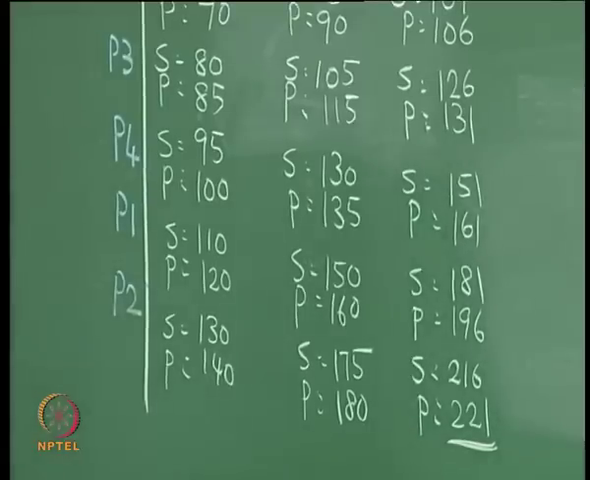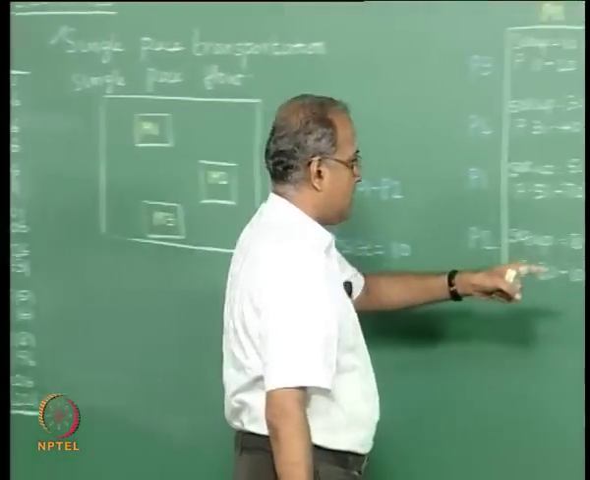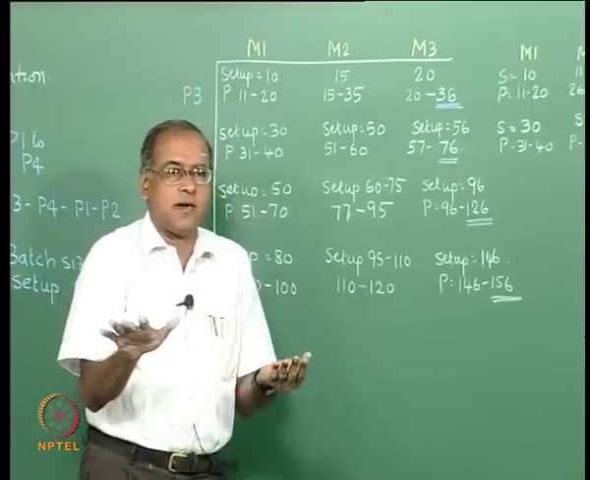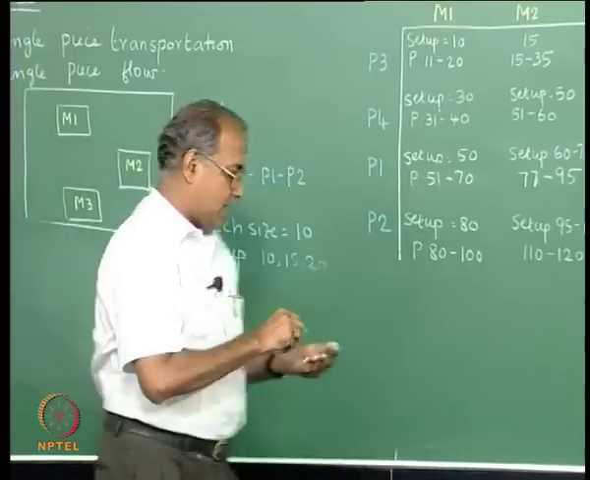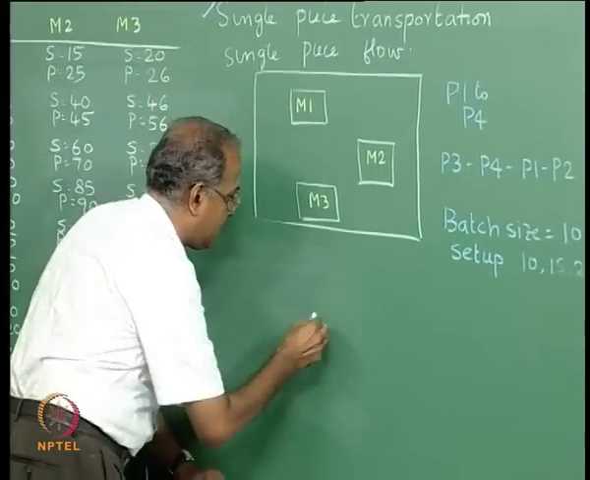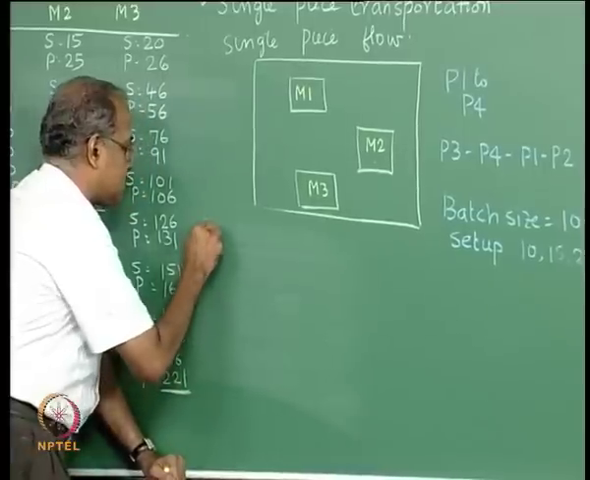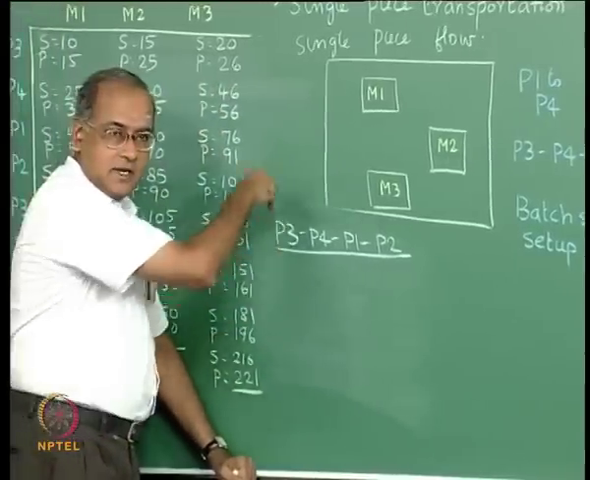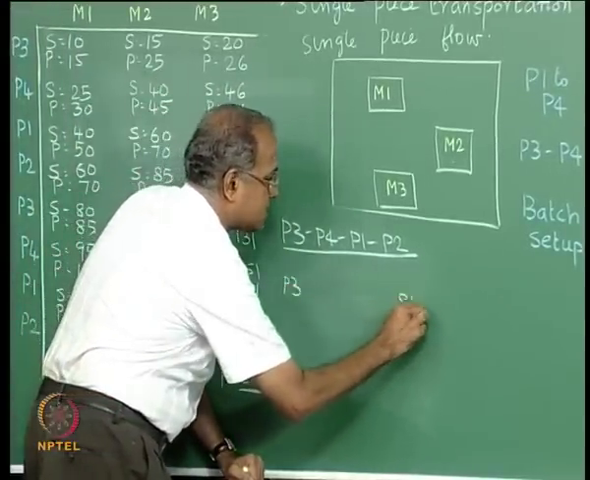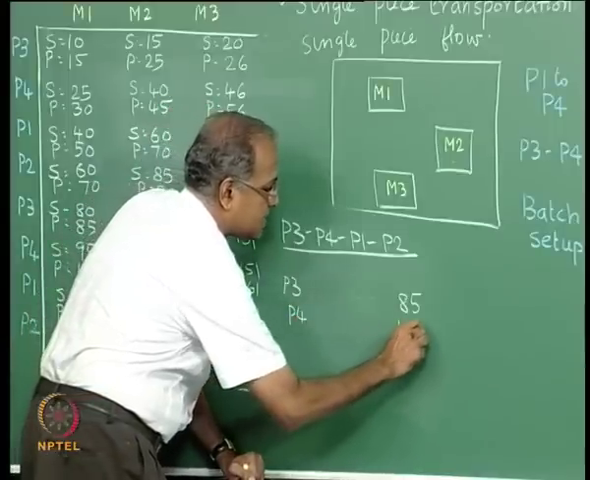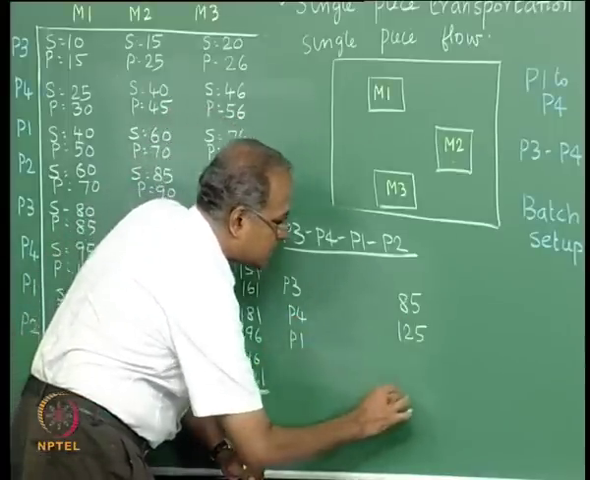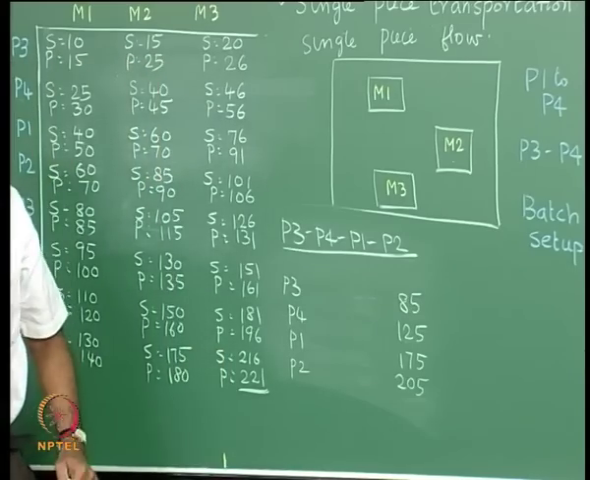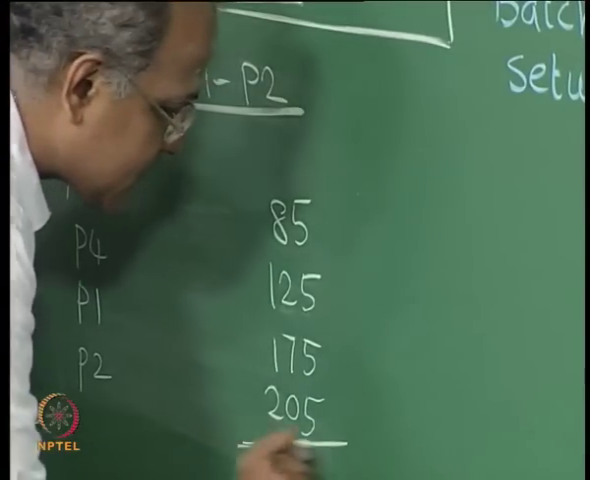Now we look at 3 numbers. A makespan of 156 if we followed a production batch of 10 and a distribution batch or transportation batch of 1. A makespan of 205 that we had here, the numbers that we had when we followed this sequence P3, P4, P1, P2, and when we followed it like a job shop. So, P3 on the last machine was 85, P4 on the last machine is 125, P1 was 175 and P2 is 205. Now we look at these three numbers.